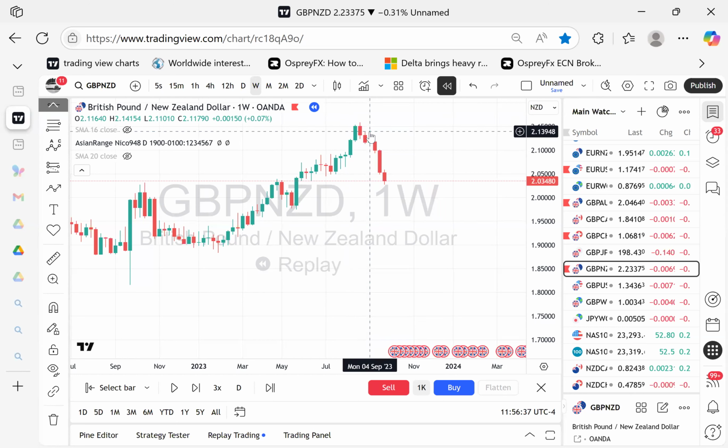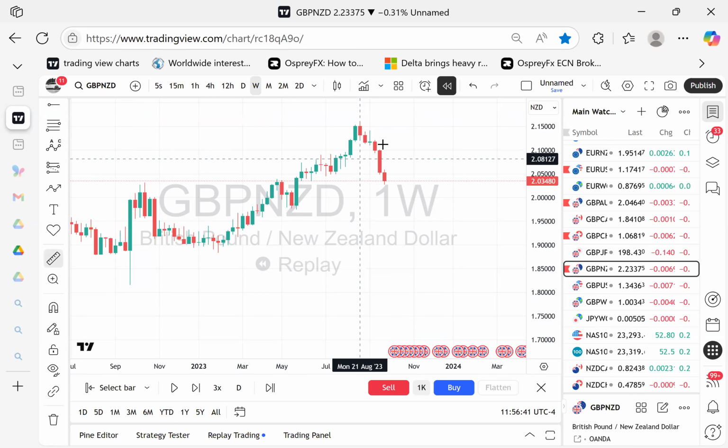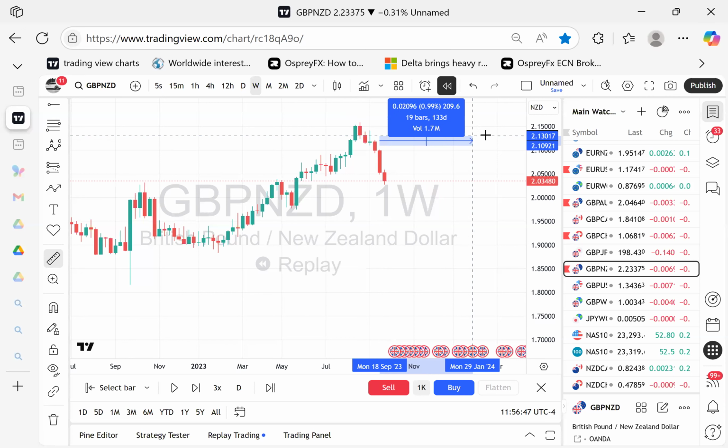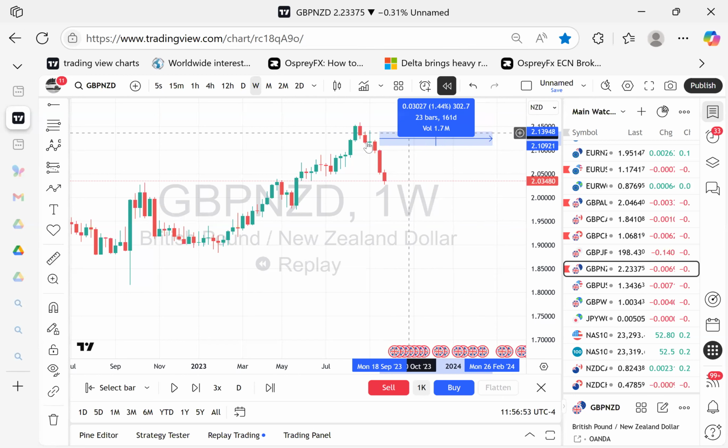See that buy? How many pips you think that buy is? It's enough to make a little money, huh? 300 pips buy. It hit that imbalance. Boom, 300 pips.